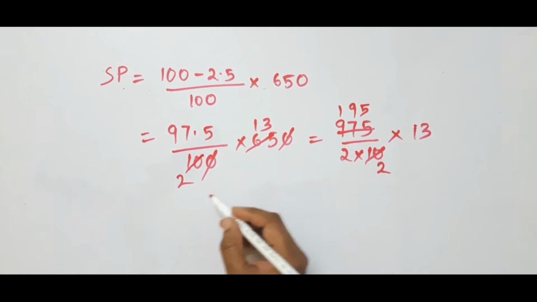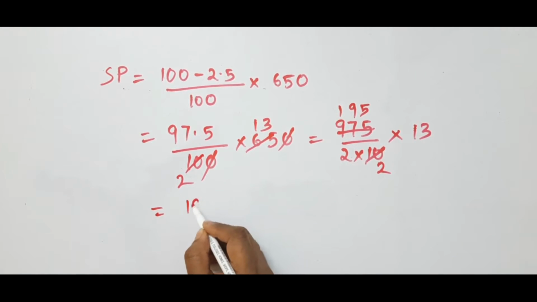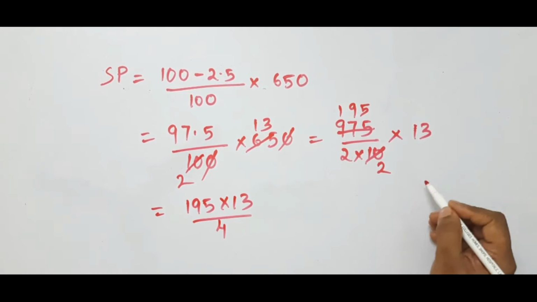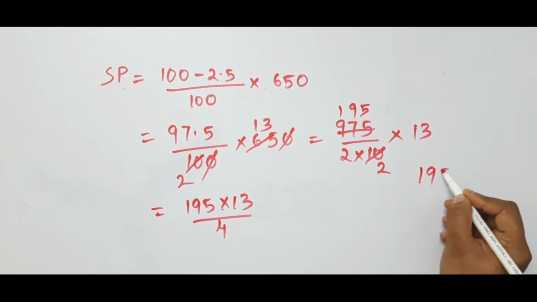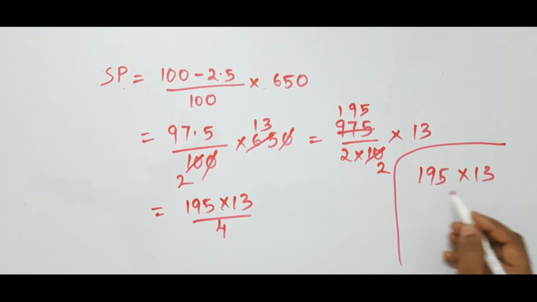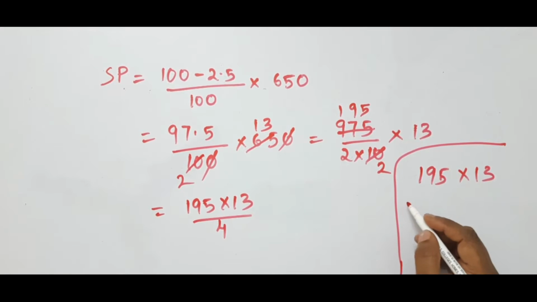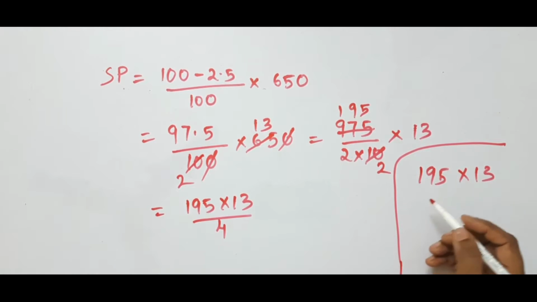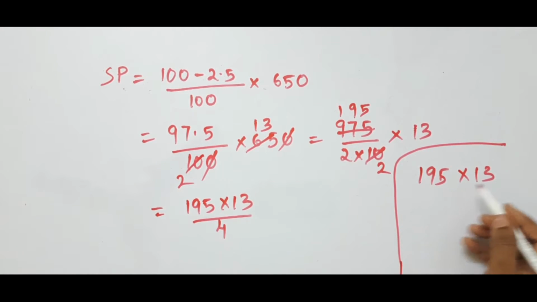Now this is equal to 195 into 13 by 4 that we got. Now you have to multiply 195 into 13. Just use the multiplication trick which I explained in my channel. If you want to learn, you can go and learn it in the trick for quick calculation playlist in my channel. The same multiplication trick I am using here as I have done in my previous videos also.